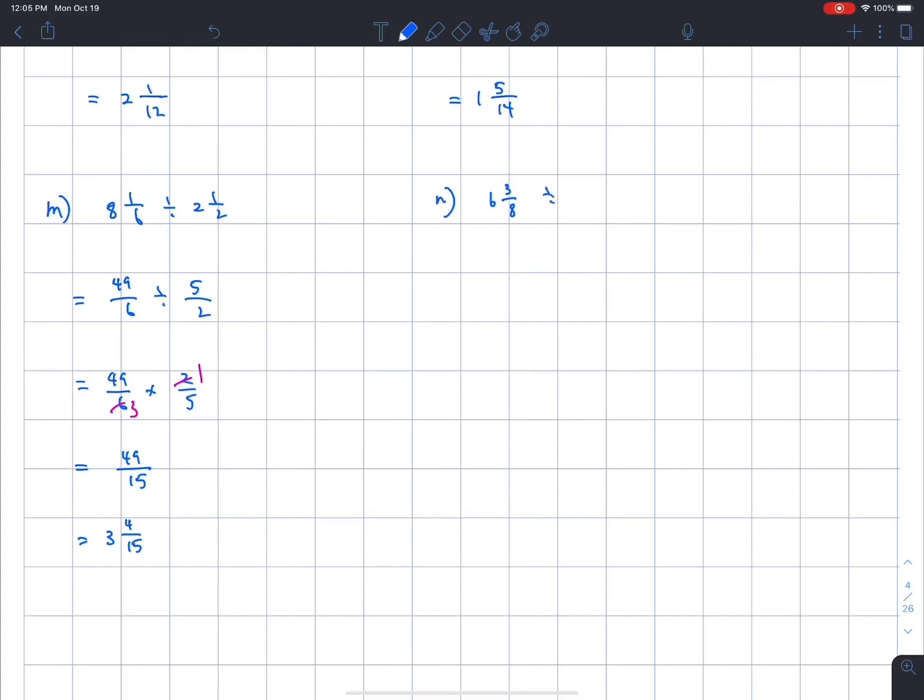Six and 3 over 8 divided by 2 and 5 over 6. 8 times 6 is 48. 48 plus 3 is 51. 6 times 2 is 12. And then 12 plus 5 is 17. So I have 51 over 8 times 6 over 17. I can divide 17 by 17 to get 1, 51 by 17 to get 3. I can divide 6 by 2 to get 3, 8 by 2 to get 4. 3 times 3 is 9, 4 times 1 is 4. 4 goes into 9 two times. I have 2 and 1 over 4.